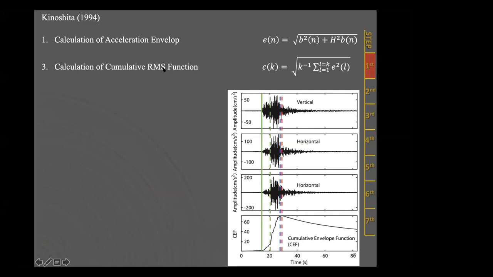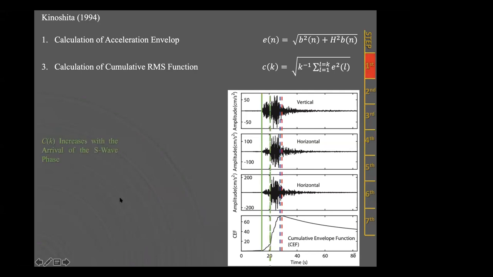1994. It used the acceleration envelope here, which is obtained by Hilbert transform, and then it calculates the cumulative RMS function here. Here you can see an example of the record. This is the vertical component, and these two are the horizontals. And here you see the cumulative RMS function as a function of time.